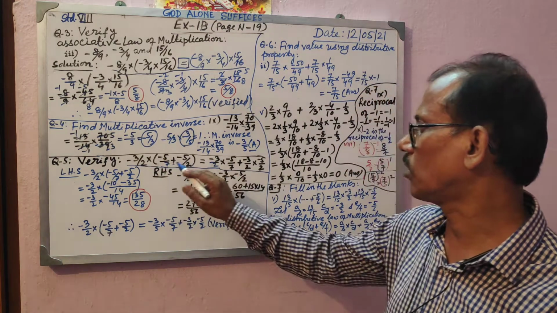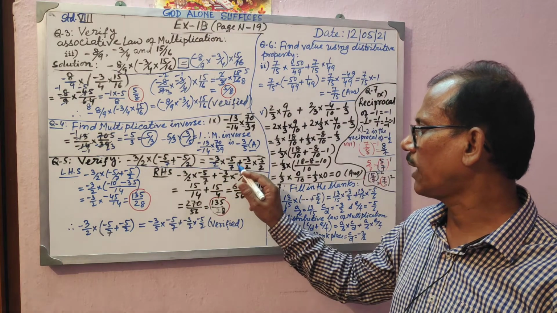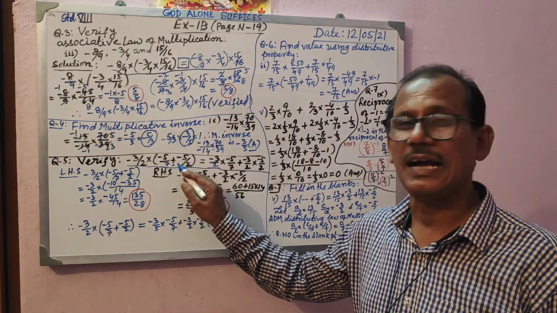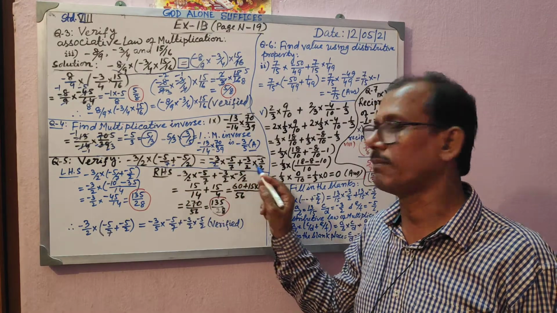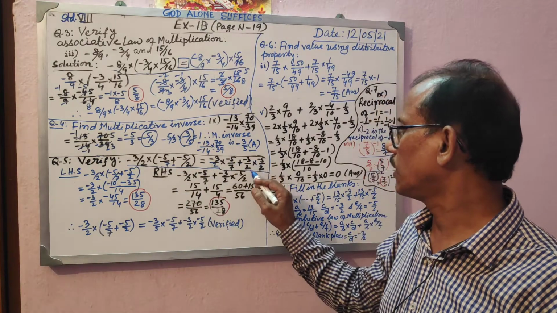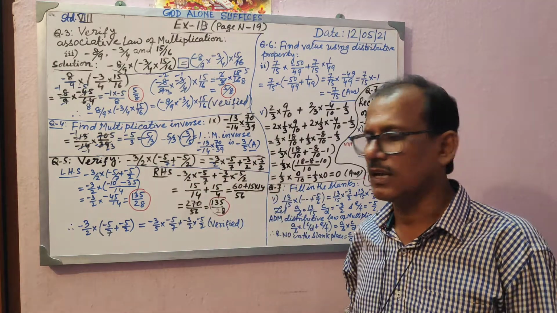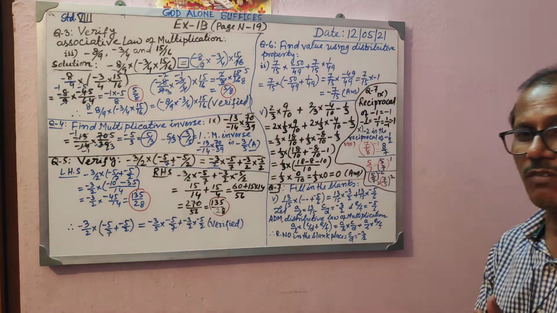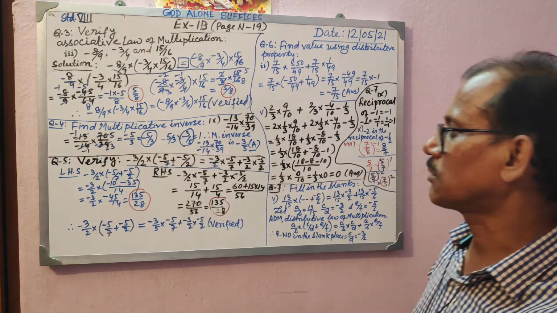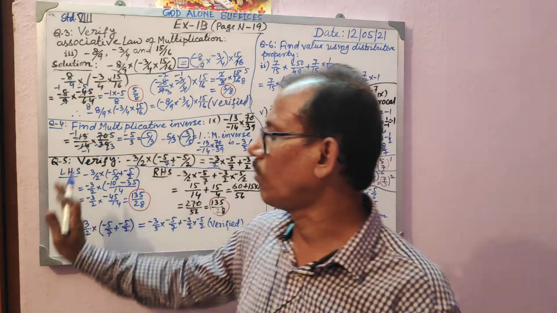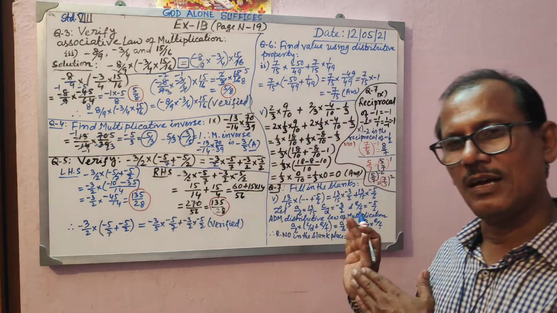The distributive law says minus 3 by 2 multiplied by minus 5 by 7, plus is the sign here. Had it been minus, here it would have been minus. So minus 3 by 2 into the second rational number, minus 5 by 2. Got it? Now how do you verify this? Don't just say that as per the distributive law this should be equal. No. You find out the value of the left hand side and the value of the right hand side.